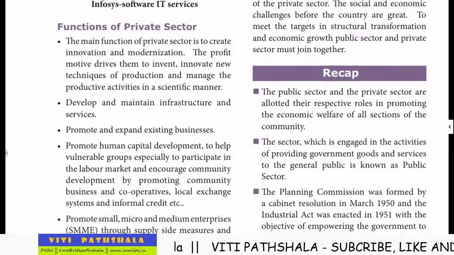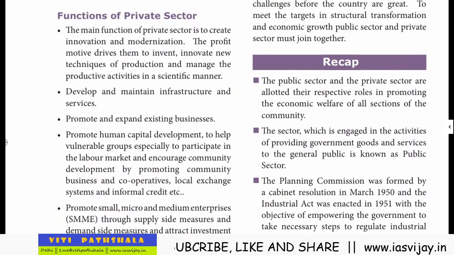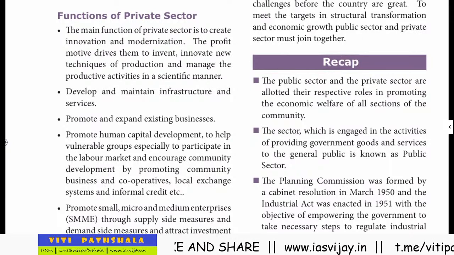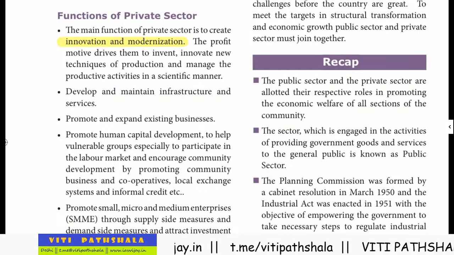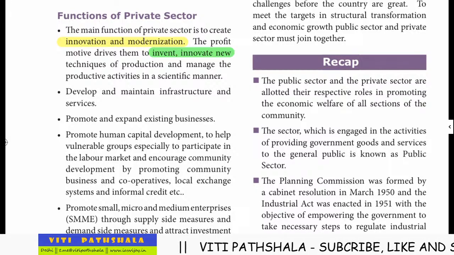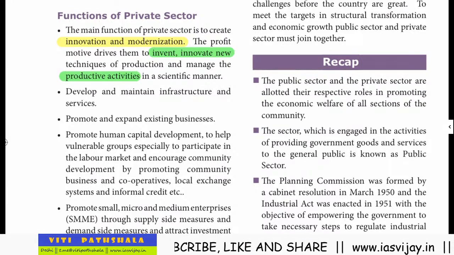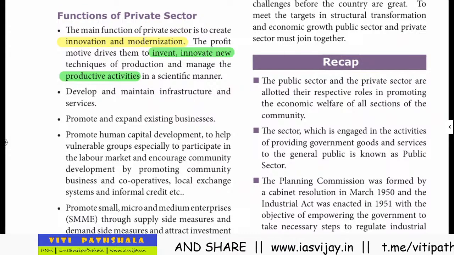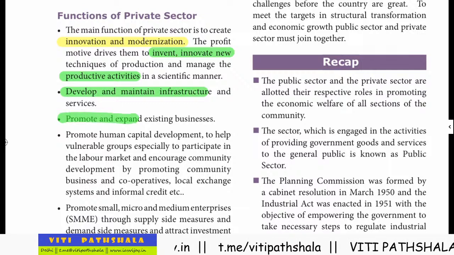Now, functions of the private sector. The main function of the private sector is to create innovation and modernization. The profit motive drives them to invent and innovate new technologies of production and manage productive activities in a scientific manner, develop and maintain the infrastructure and services, promote and expand the existing business.